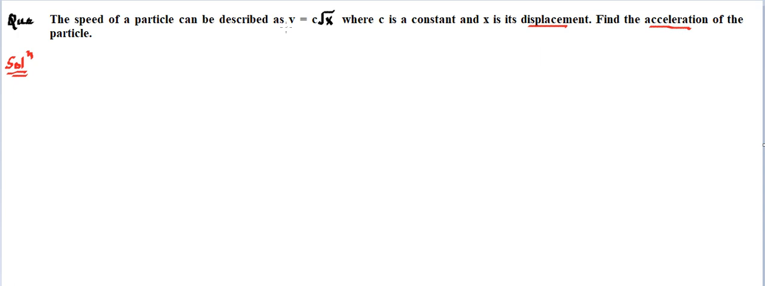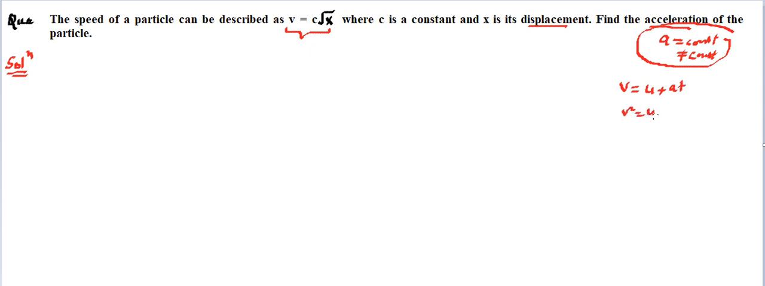Now here you need to keep in mind, we need to find acceleration. We never know whether this acceleration is going to be constant or not constant, right? Since we do not know, we are not allowed to apply equations like v = u + at, or v² = u² + 2ax, or any of these kinds of equations. They are not valid, or at least not allowed to start with, because we don't know what type of acceleration this is, and unless we know, we cannot apply these equations, right?